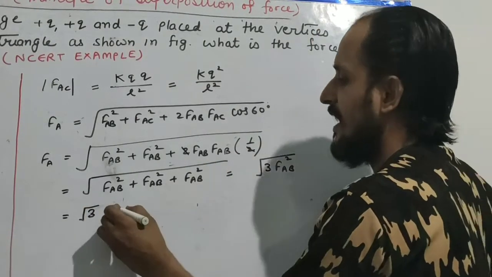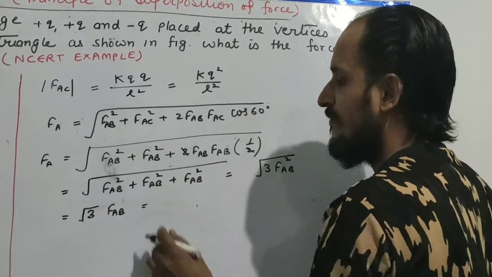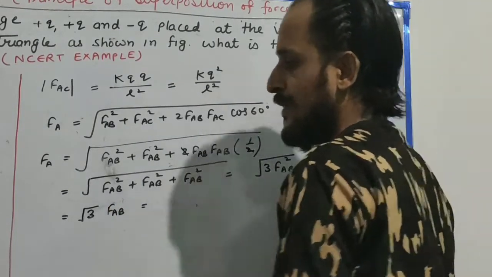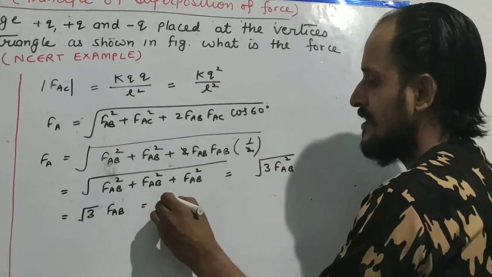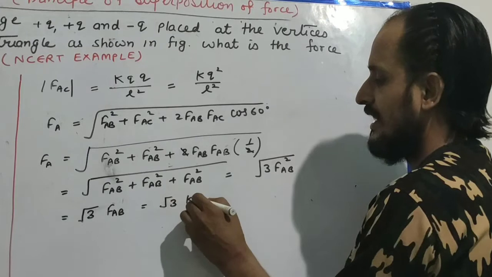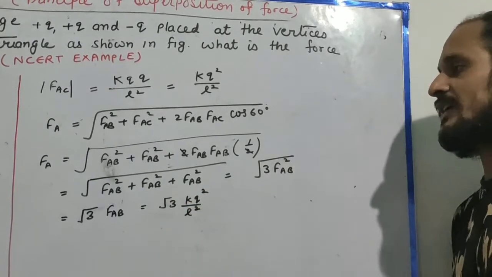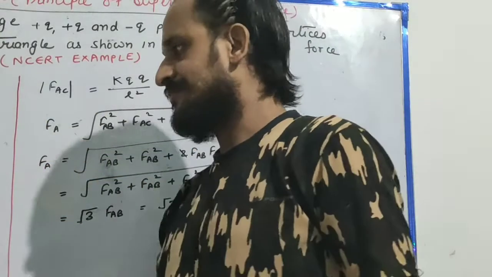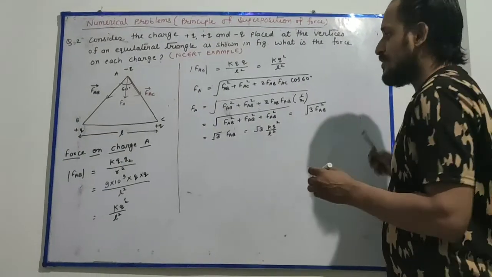Or you can keep it as root 3 FAB. If you keep FAB outside, put the value of the force magnitude between A and B, it is KQ square upon L square. So it comes root 3 KQ square upon L square. We have calculated the force on A. Now what you will do, you will find the force on B.